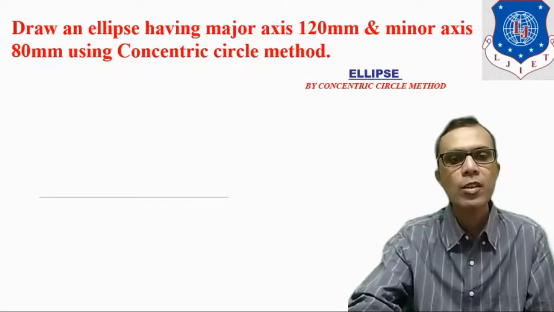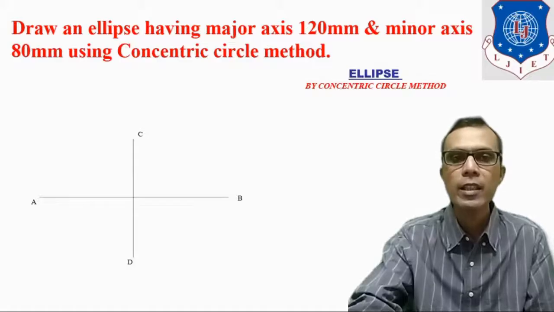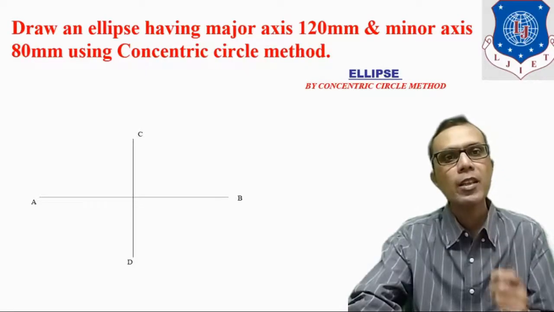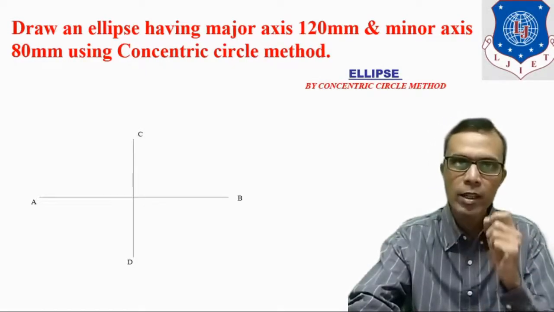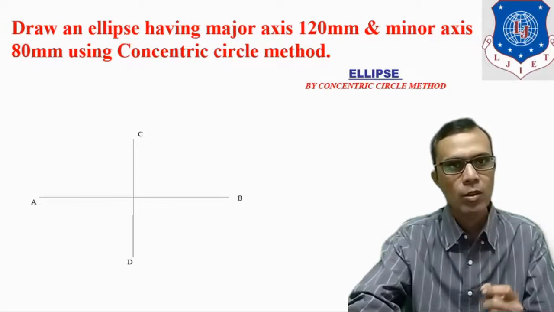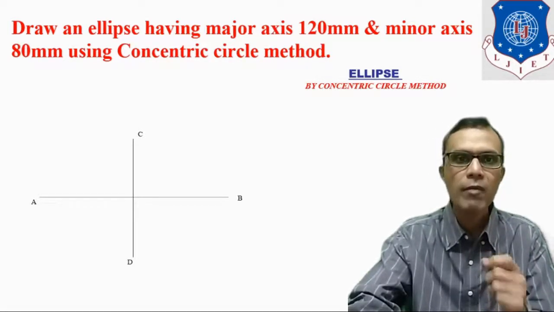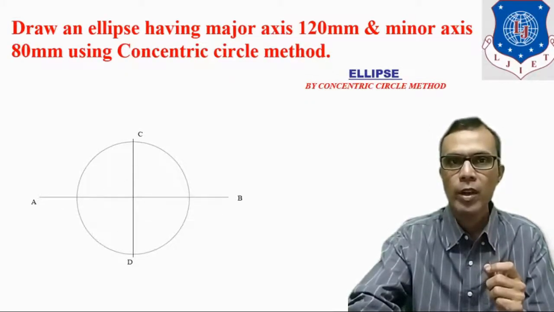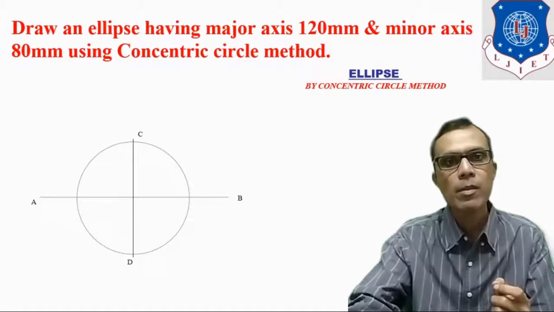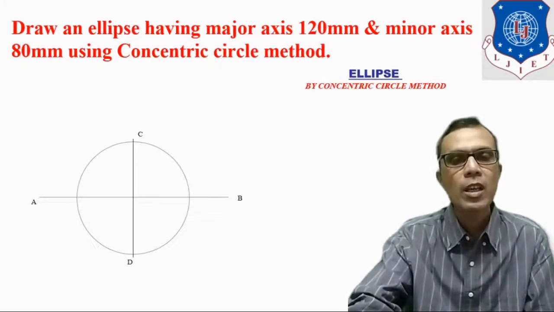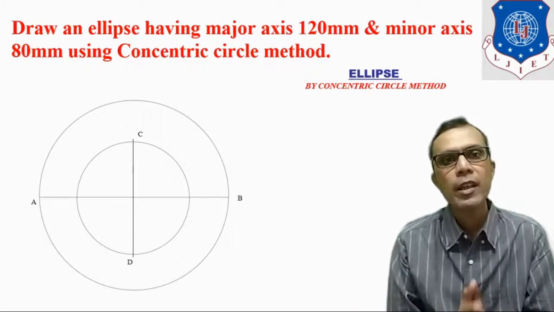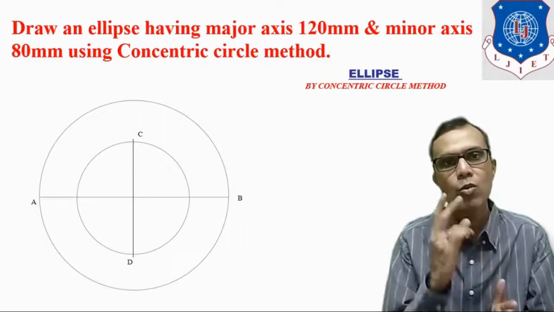First of all, let us draw two axes, major and minor axis AB and CD, mutually perpendicular to each other with given dimension. The intersecting point of both of these axes is the common center point to draw the ellipse. So now we keep that point as center and we will draw the inner circle of radius 40 mm. Now with the same center point we have to draw the outer circle of radius 60 mm. So diameter is 120 mm. So now we have two concentric circles.